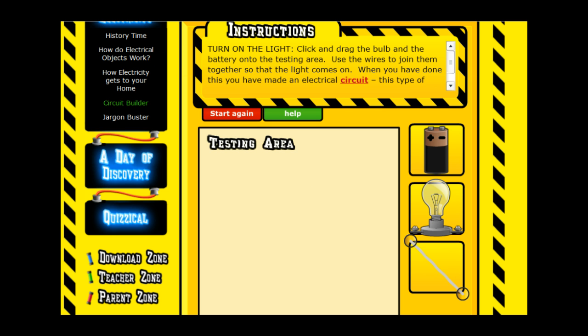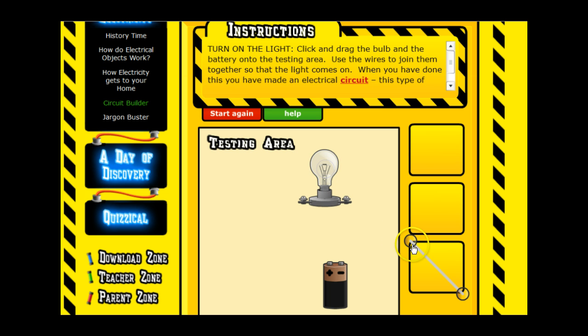It'll tell you the instructions up here, and you've got tools over here. It says, turn on the light. Click and drag the bulb and the battery into the testing area. Use wires to join them together so that the light comes on and you make an electrical circuit. So I'm going to drag my battery into the test area, and I'm going to drag my light into the test area. And I know current flows from positive to negative.